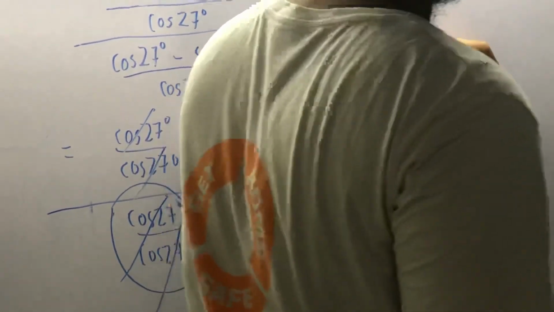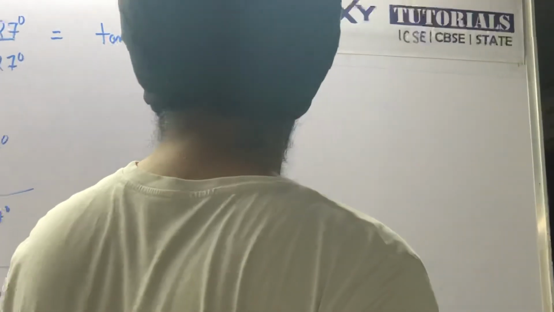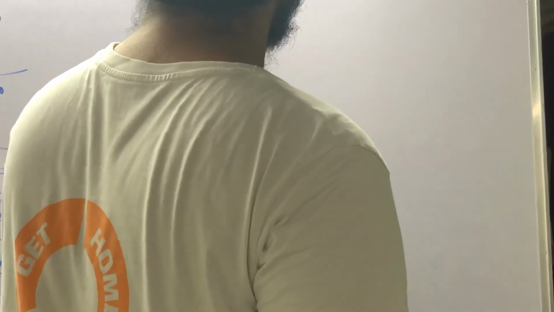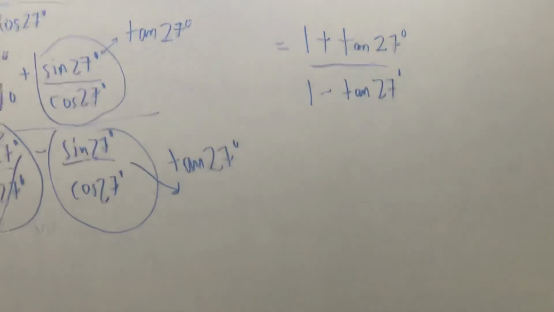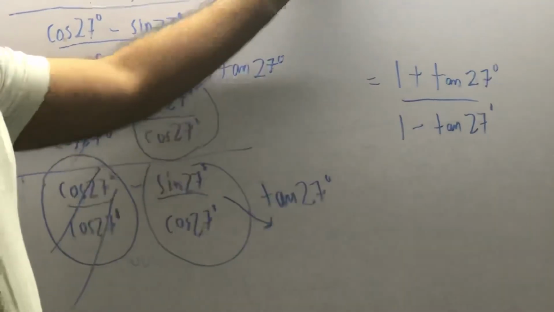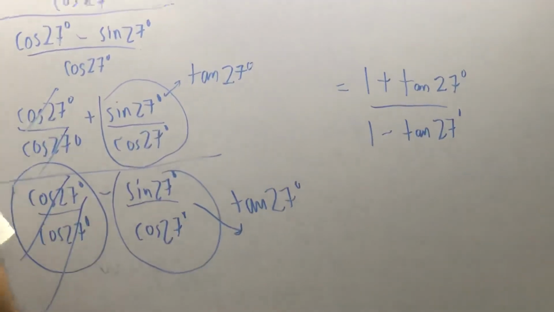1 minus tan 27 upon 1 plus tan 27 upon 1 minus tan 27. Is that right? Okay, now you have done the question, you have converted this side into tan, but the question is still not finished. You see this angle here is 72 and this here is 27.